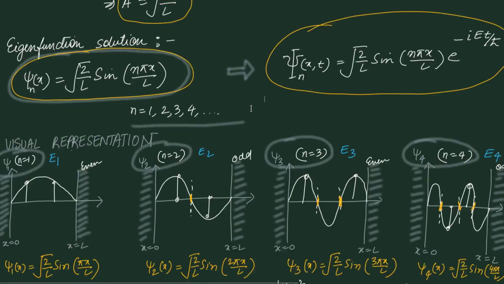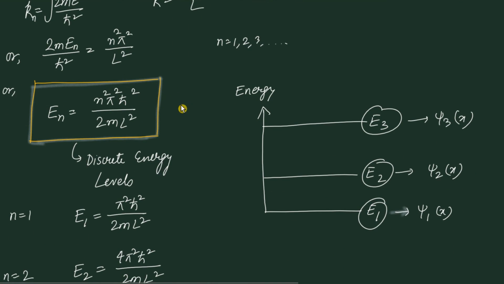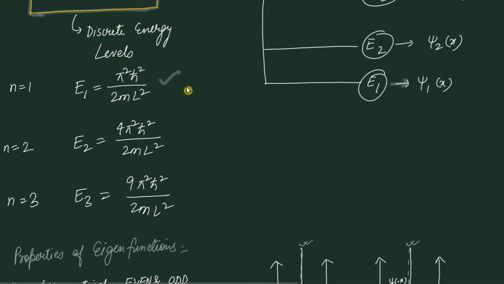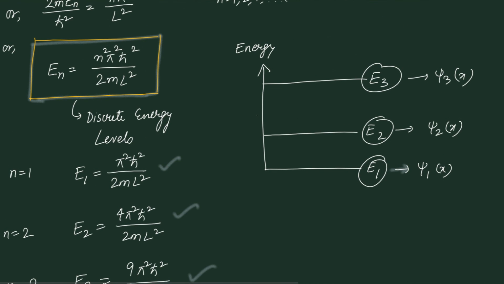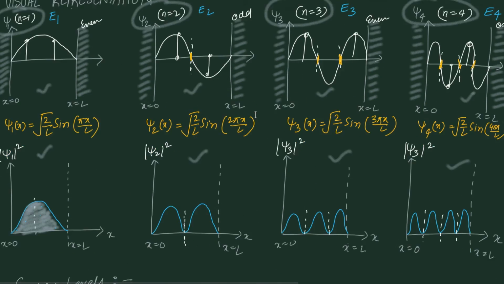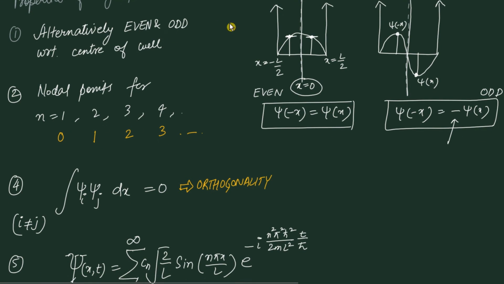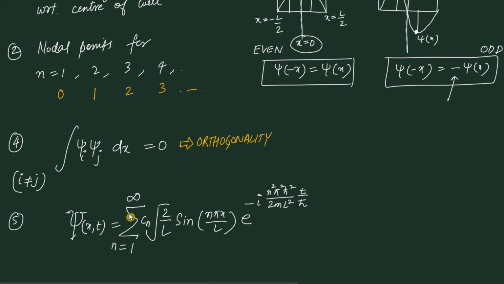If I represent all of this graphically, then I get this beautiful graph. These are the separate eigenfunctions corresponding to different states of n is equal to 1, 2, 3, 4, and this is a probability distribution corresponding to n is equal to 1, 2, 3, 4. Similarly, I also get expressions for different energies. So E1, E2, E3, E4, these are all discrete energies that the particle can have when it is in these different wave function states. Finally, I've discussed properties of these eigenfunctions: they are alternately even and odd, they have increasing nodal points, and they have the orthogonality property, and the complete solution is given by this.